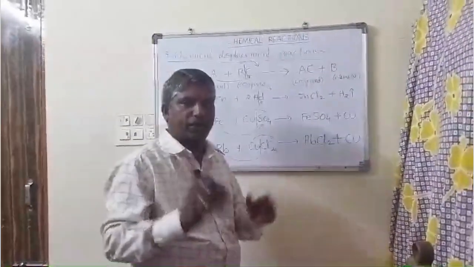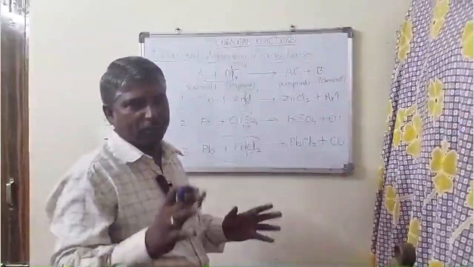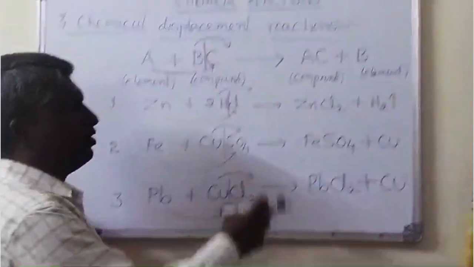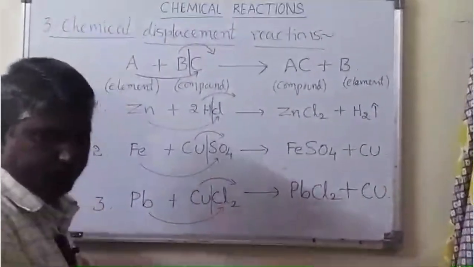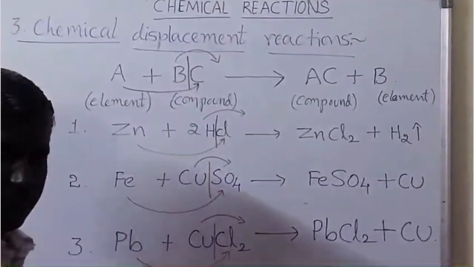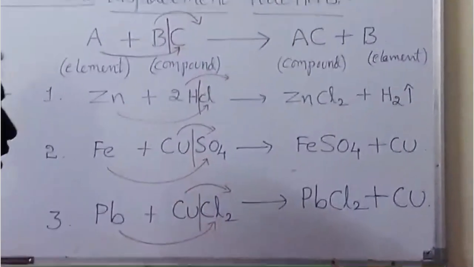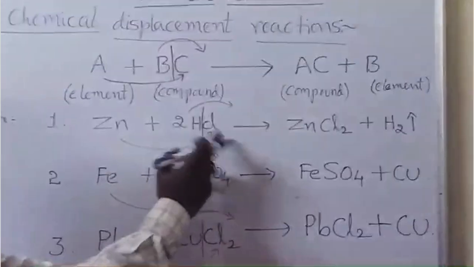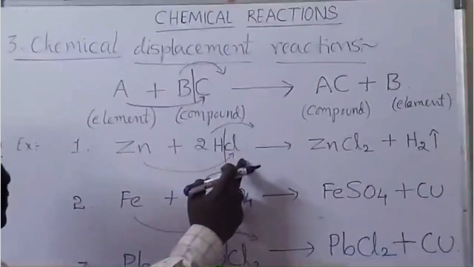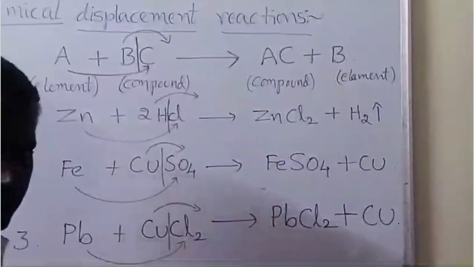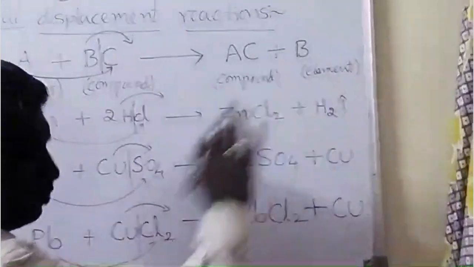I will give some simple examples for identification of displacement reactions. Just observe it. Zinc reacts with hydrochloric acid and forms zinc chloride and hydrogen. Here hydrochloric acid is a mixture of hydrogen and chlorine. Simply, zinc with hydrochloric acid, HCl. Zinc combines with chlorine, then hydrogen will be separated. Therefore, Zn plus 2HCl gives rise to ZnCl2 plus H2.